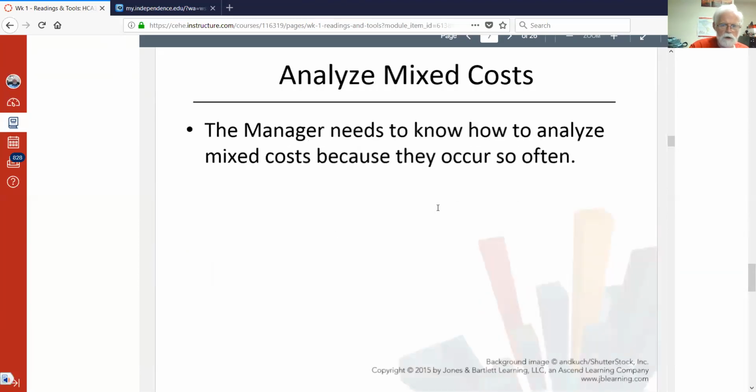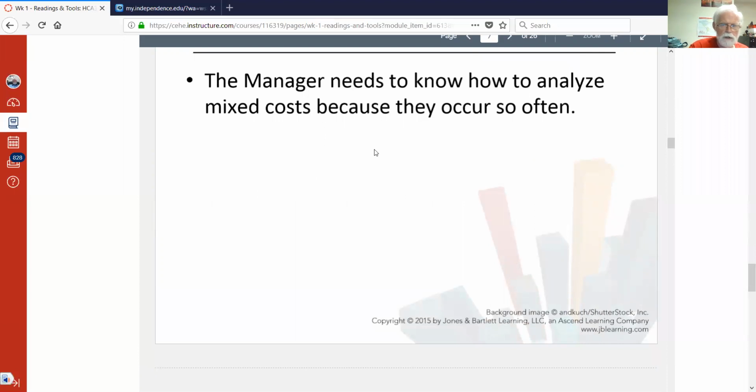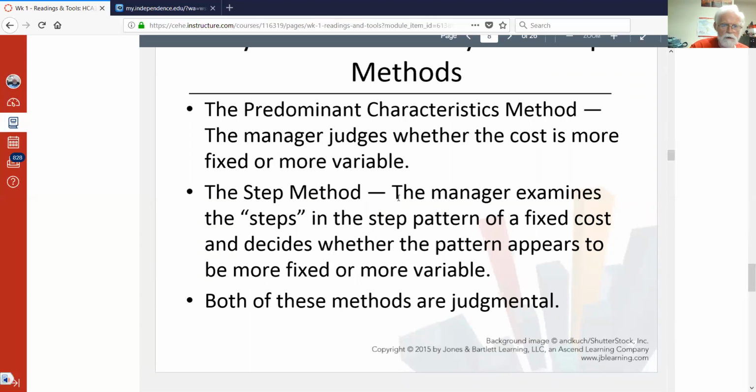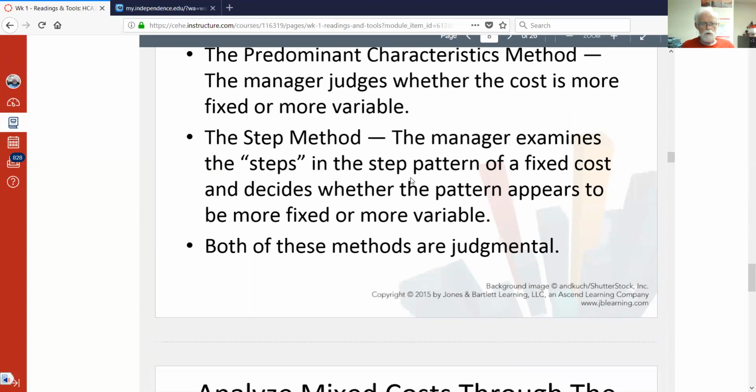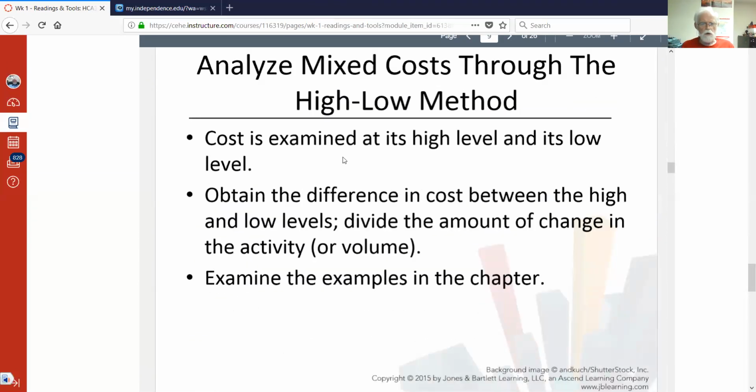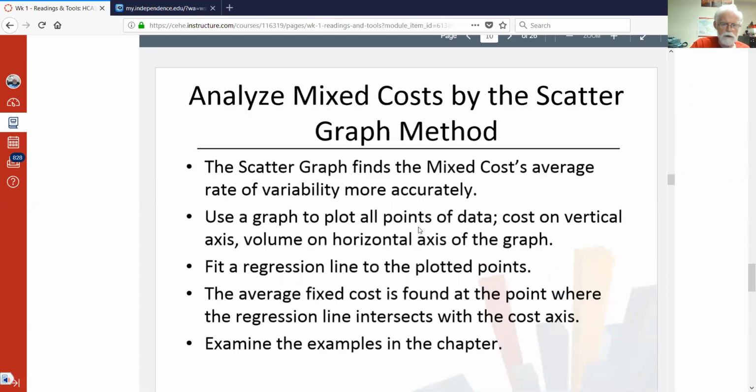So we have to look at that. And we have mixed costs, which you have to look at. For the predominant mixed cost, you have to determine whether it's more fixed or more variable. So we examine the methods in the chapter, and you need to just study those. We can do this through the high-low method, looking at a high level and a low level, look at the differences, and examine from that.